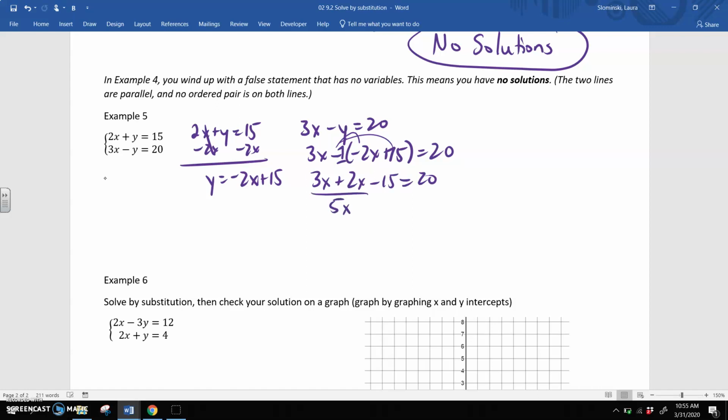Combine like terms, I get 5x minus 15 equals 20. Add 15. 5x equals 35, divide by 5. I get x equals 7.